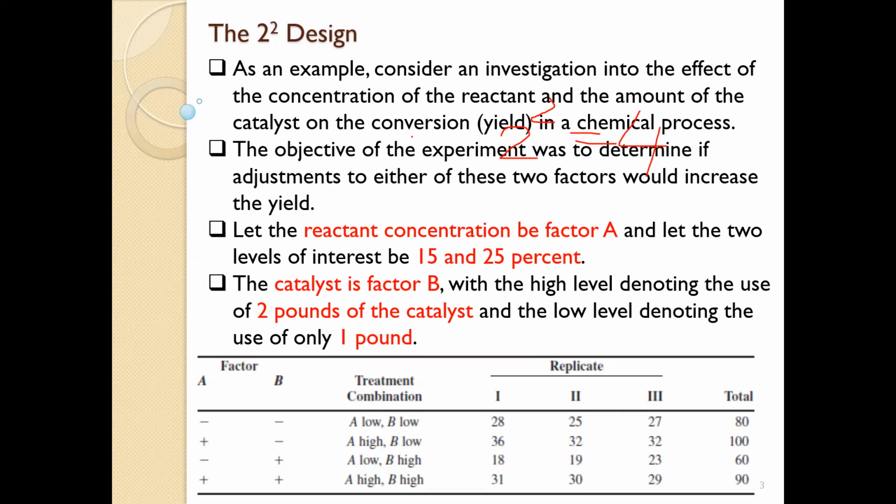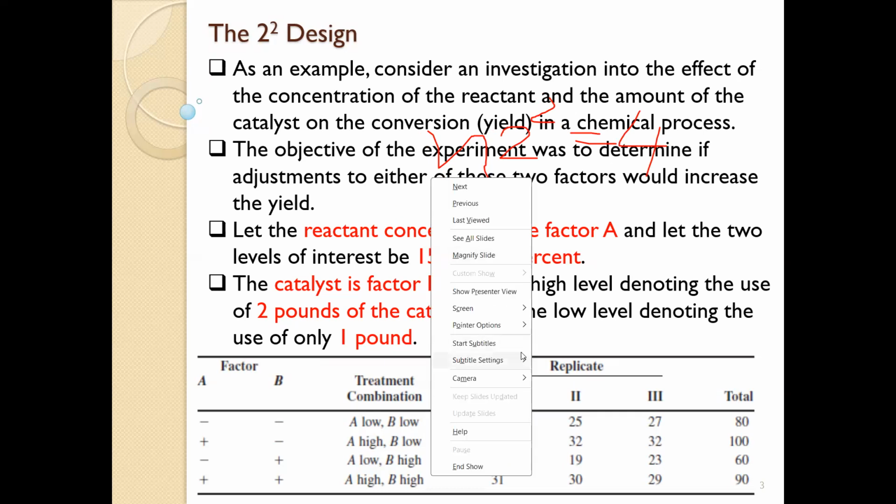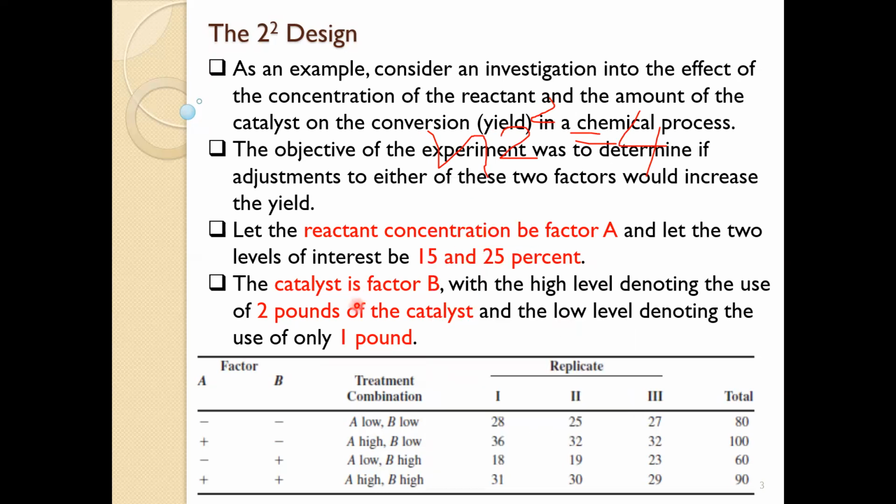If you have replicates, you multiply by n replicates. If you have 2 replicates for it, you get 8 experiments. For this case, we have 4, and then we list the possible conditions. We list the possible conditions. We have the 4 possible.